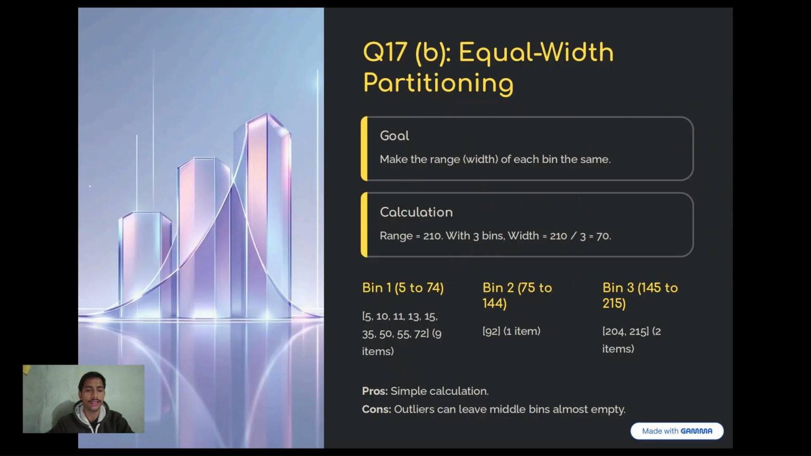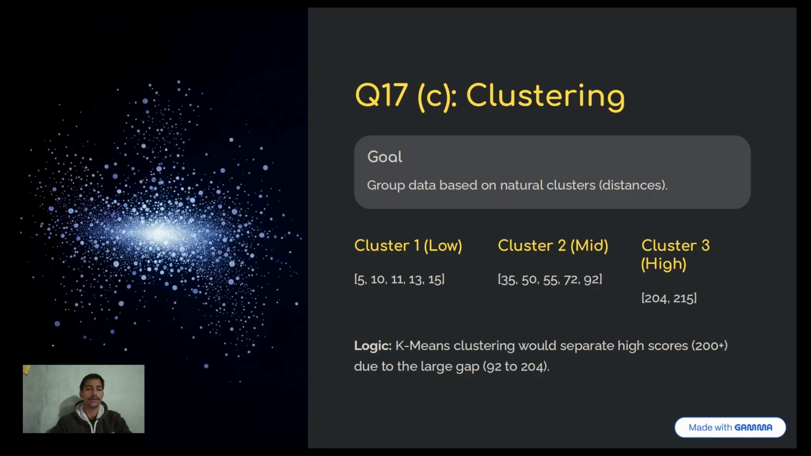It contains 8 elements. Bin 2 covers 75 to 144. It contains only one item, which is 92. Bin 3 covers 145 to 215. It contains two items. As you can see, the method preserves the scale but can leave some bins almost empty if outliers are present.